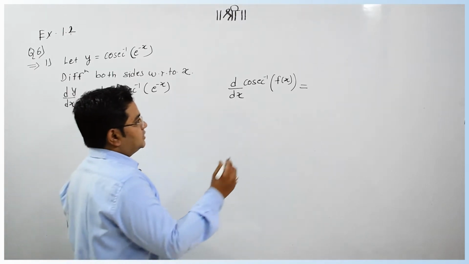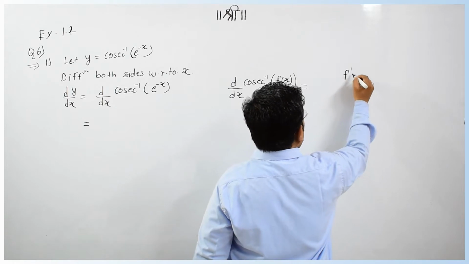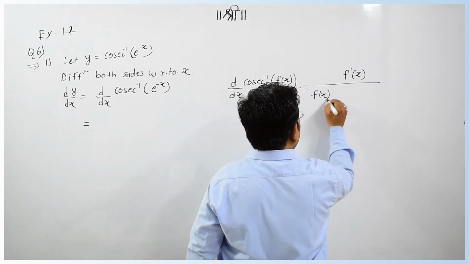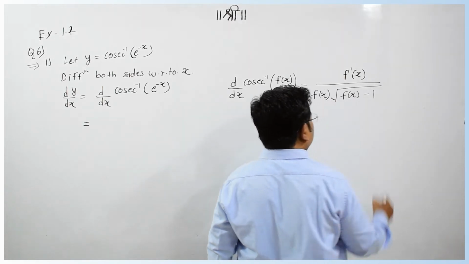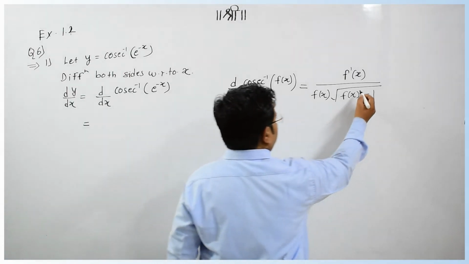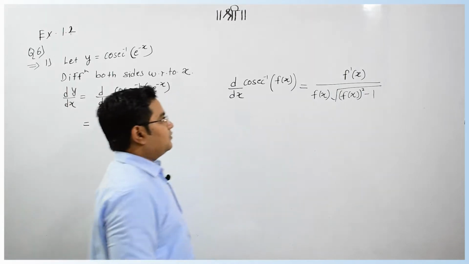मग तो फॉर्म्युला काय सांगतो आपल्याला की इथं f dash of x, so we are using f dash of x divided by f of x into under root of f of x minus 1. So f of x square असेल. Yes, correct, hope so correct. So ह्या पूर्ण ब्रॅकेटचा स्क्वेअर. सो हा फॉर्म्युला आपण शिकलो आहे.